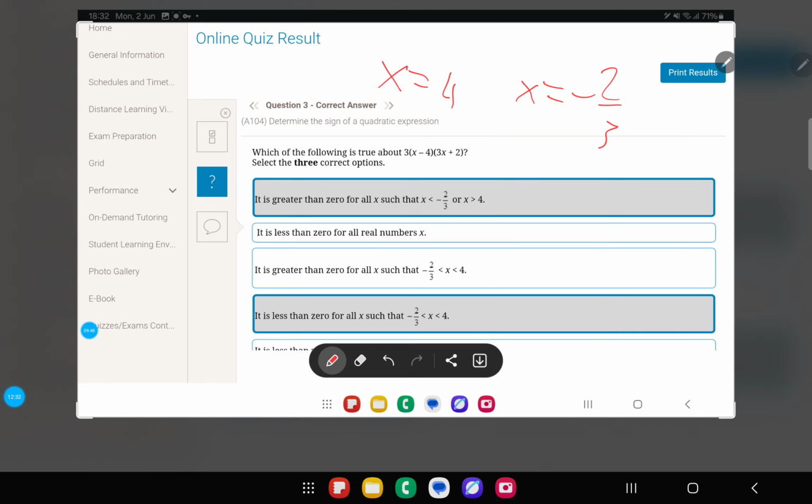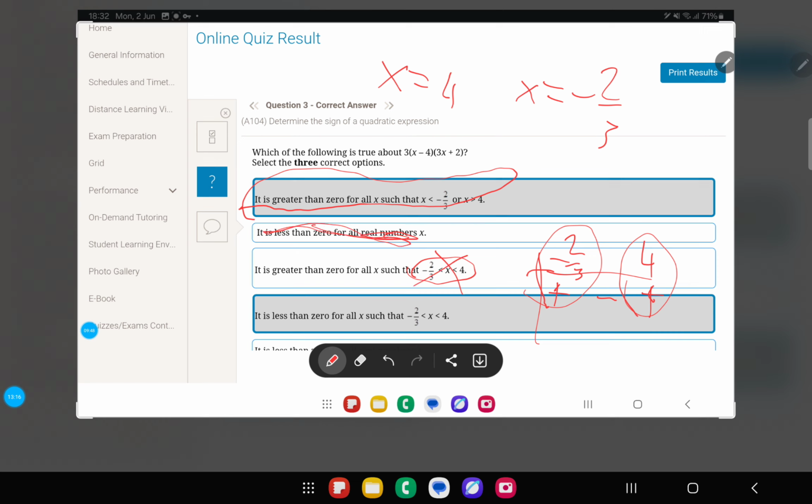Same, opposite, same. Now let's see the options. It is greater than 0 for all x such that x less than negative 2 over 3 or x greater than 4. Let's check. Yes, they are greater than 0 at the positives. See, they're at positives, that means they're greater than 0. So yes, this is correct. We don't use this because it's not between. Remember, if it's between, it will be at the center. So this is wrong. And this is obviously wrong.